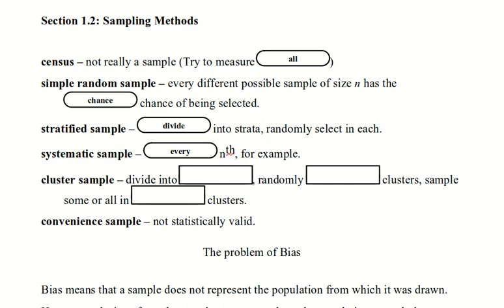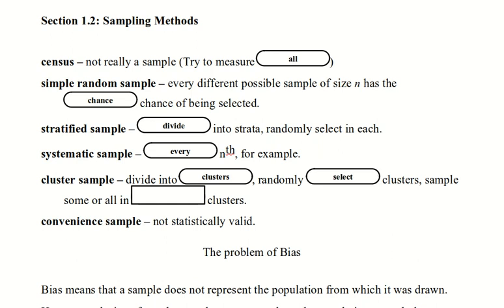Cluster samples are a little bit more interesting. We divide the population into clusters, and then we do something interesting. So imagine that these clusters are much smaller than what I was illustrating for the stratified sample. So if you're talking about the United States, then the clusters may be certain post offices, relatively small clusters.